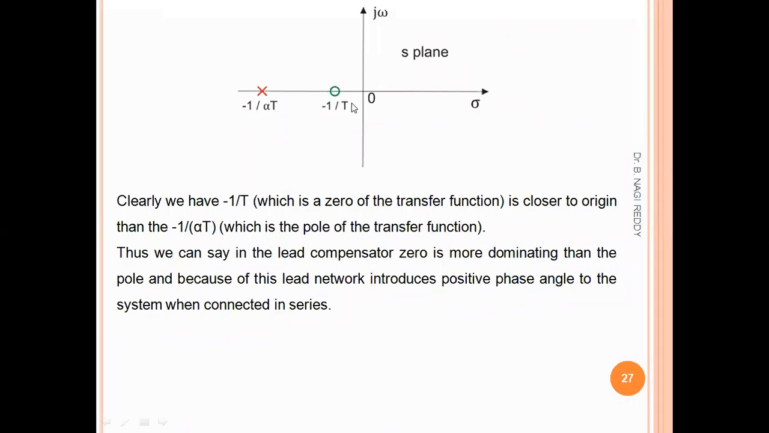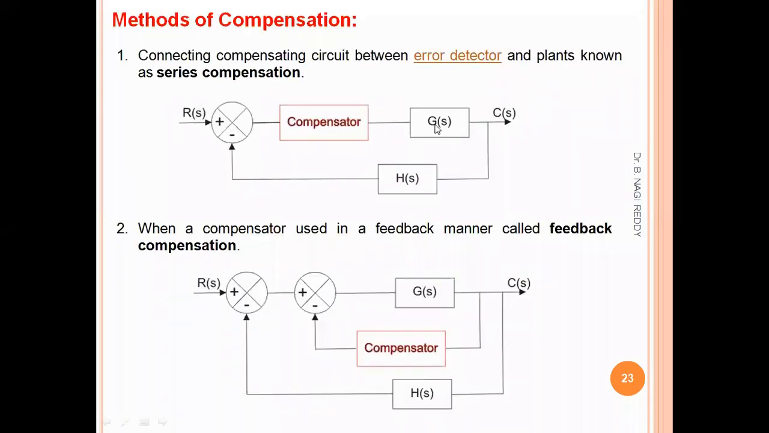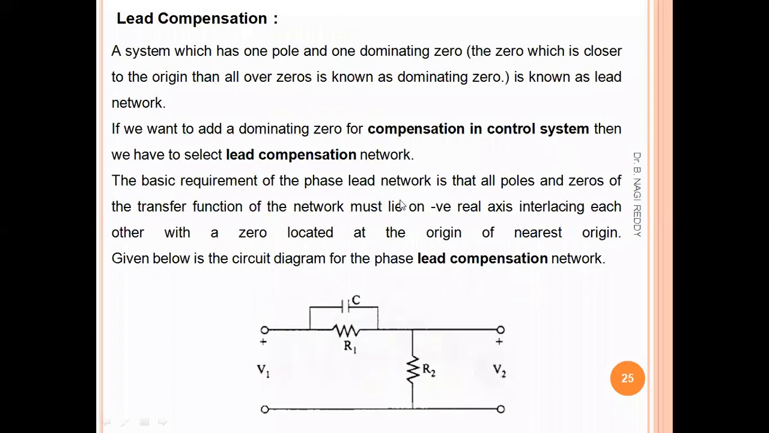More dominating. Why more dominating? Because it is very close to the origin. The 0 is very close to the origin in the lead compensator. Because of this, the lead compensator introduces positive phase angle when the compensator is connected in series with the system. So when we connect the lead compensator in series with the system, then it will add the phase, means it will add the angle. That's why it is called a lead compensator.